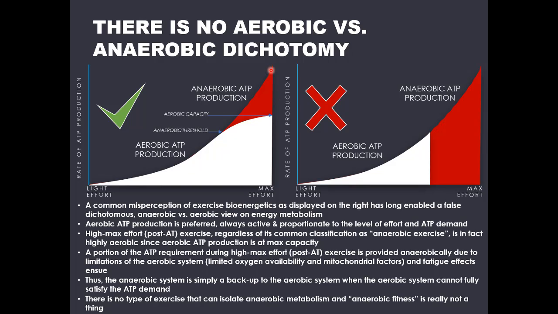And post-anaerobic threshold exercise is simply exercise in which the aerobic system cannot fully satisfy the full ATP demand of the muscle cells because of limited oxygen availability. And so anaerobic systems simply back up the aerobic system during post-anaerobic threshold exercise. So pre-anaerobic threshold versus post-anaerobic threshold. Sprinting should be described not as anaerobic exercise, but as post-anaerobic threshold exercise. If you're just going for a light jog or walking, it shouldn't be called aerobic exercise. It should simply be called pre-anaerobic threshold exercise.